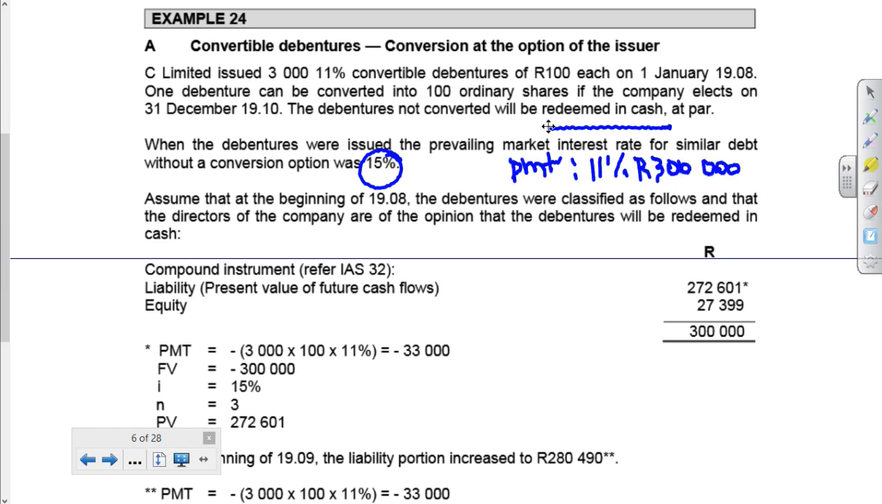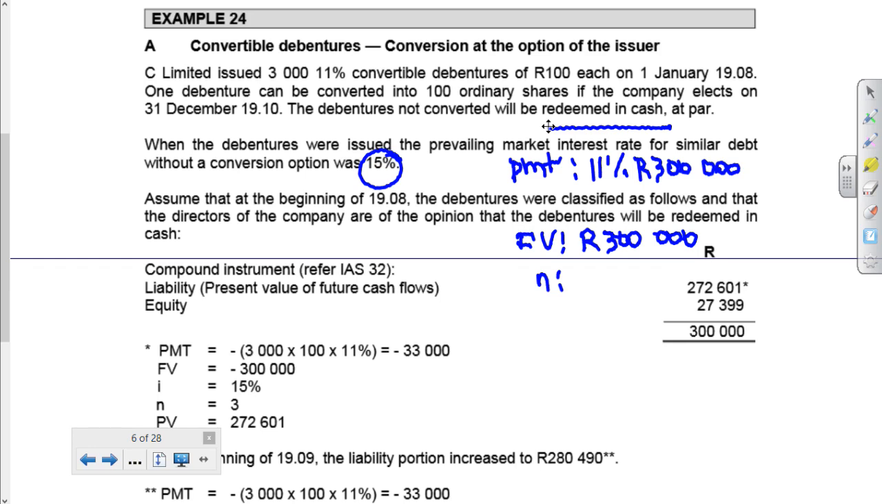Do you agree? The future value will be 300,000, because if they don't redeem, we will pay them in cash. N will be 3, 8, 9, 10. Yeah?